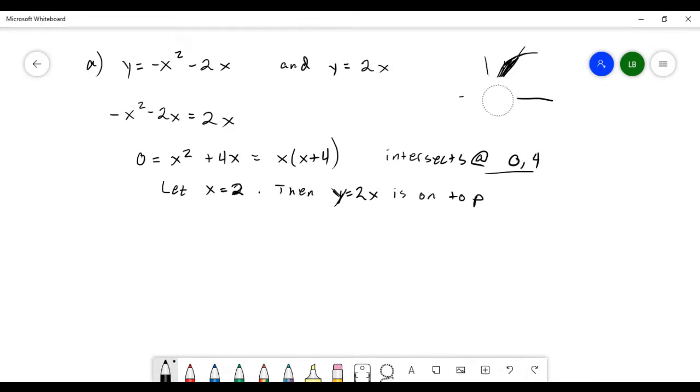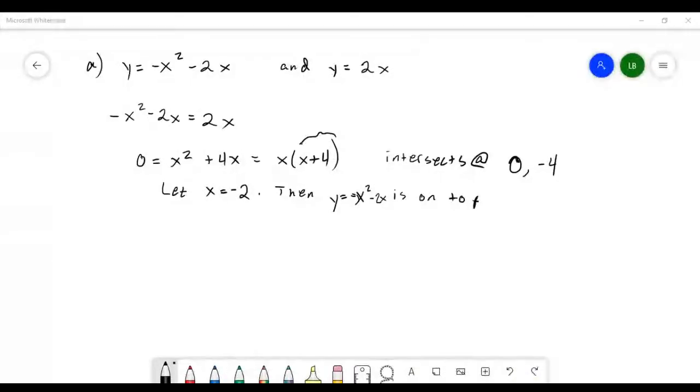All right. No, I think I'm wrong. Oh, that's what I did wrong. Aha. It intersects at 0 and negative 4. That's why. Because in order to make this equal to 0, you need a negative 4. So then we would need to choose a value between negative 4 and 0. And then we would be able to see that actually y equals negative x squared minus 2x is on top. Okay, that's my bad. Yep, thanks. Appreciate it.